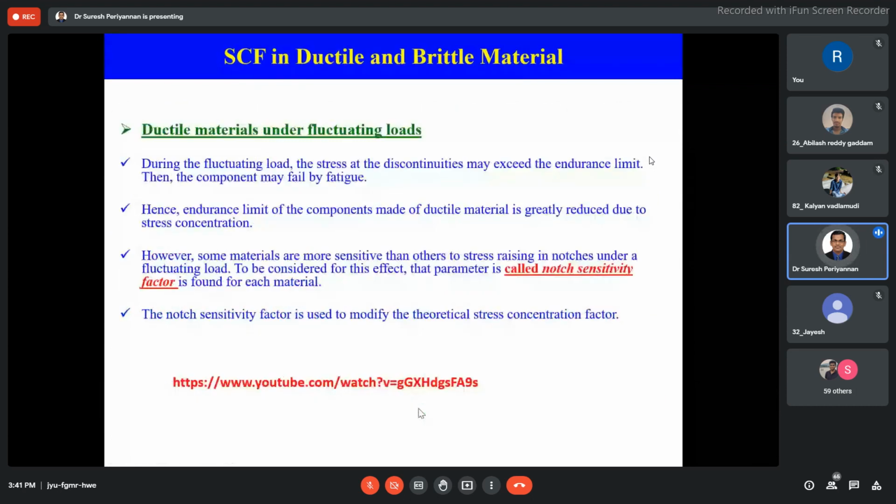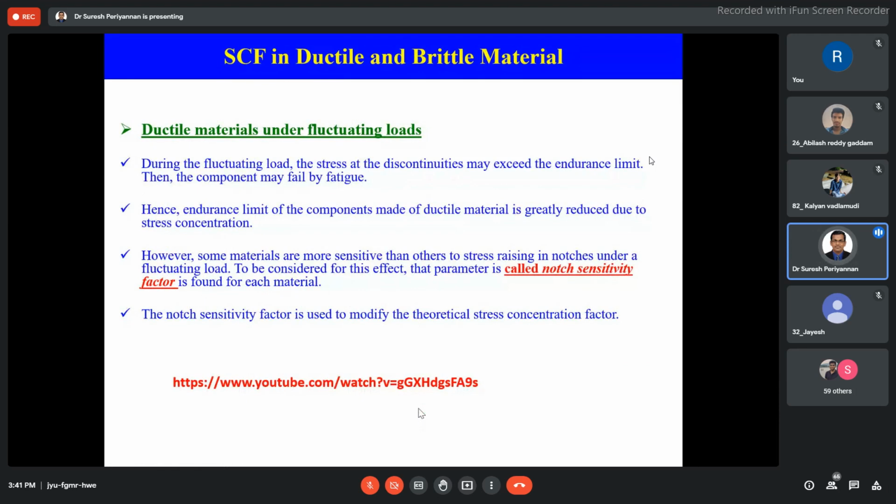Now I come to ductile material in fluctuating loads. During fluctuating loads, the stress at the discontinuity may exceed the endurance limit. What is the example? You take one small wire, apply less stress, bend it, straighten it, bend it. Even if the load is within the elastic limit, after thousands of cycles the material is going to reach and exceed the endurance limit.